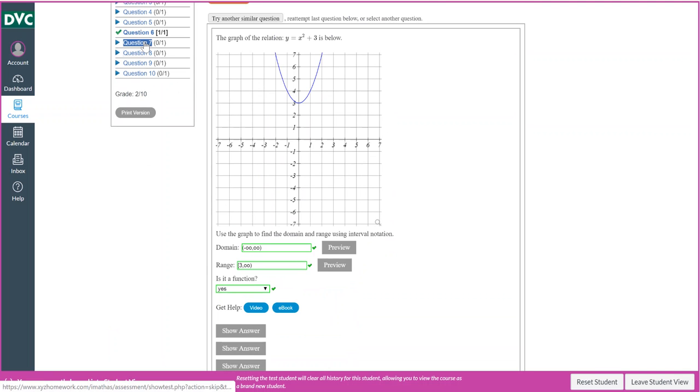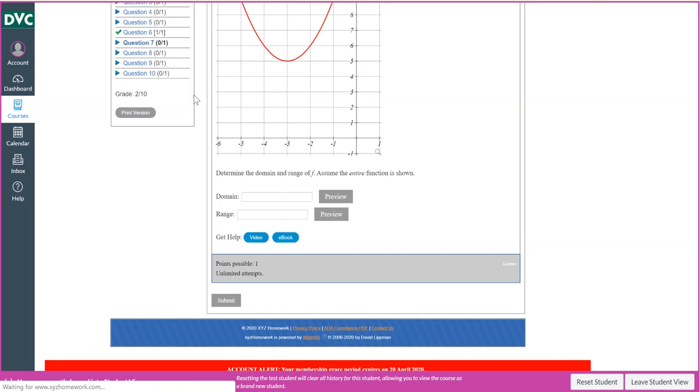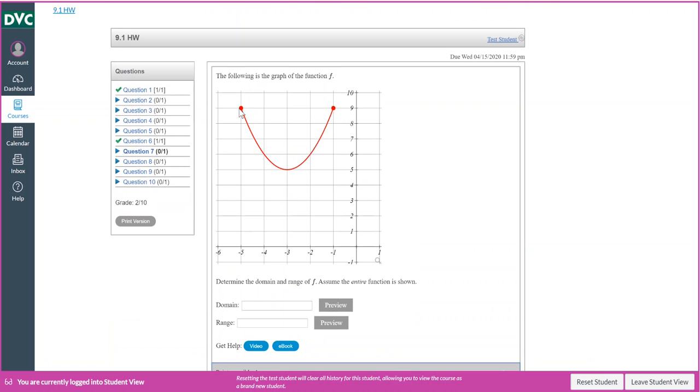Now we're not going to do question 7. Question 7 is very similar to question 6, but now we do have endpoints right here, meaning this curve doesn't continue and go on forever and ever. So we have this -5, 9. 9 is the biggest y value you can have. All right, in the next video, we will be doing problem 9.